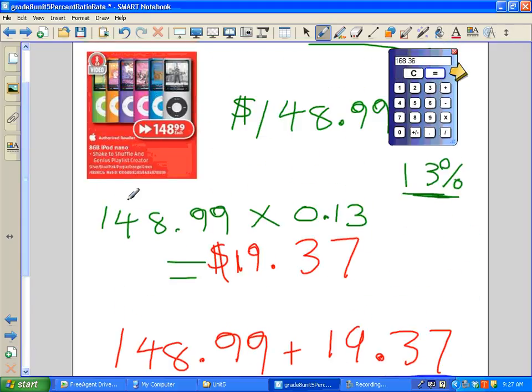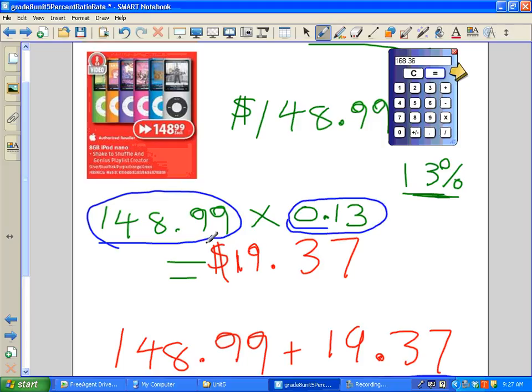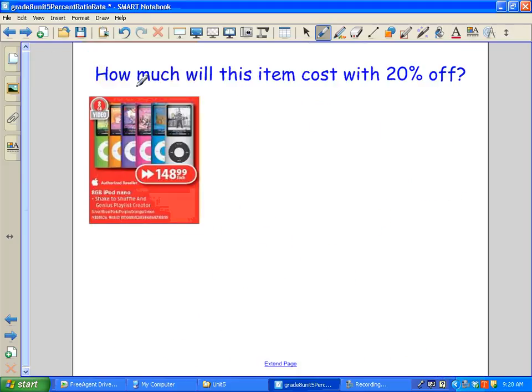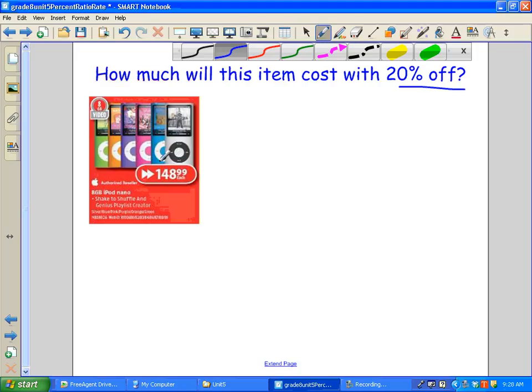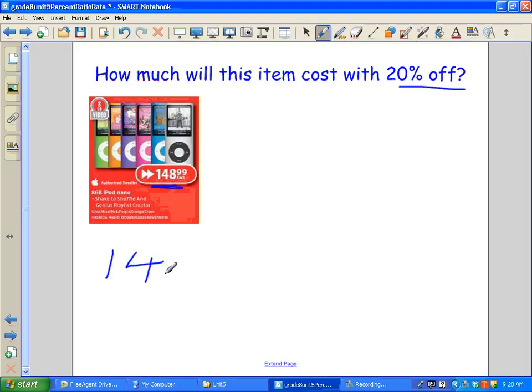So the easy way to do it is just multiply the cost of your item times your tax, which is 13%, and then you'll see how much extra you're going to pay. And just add it on to your cost. Now, what about 20% off? Now, 20% off doesn't mean 20% extra. Well, again, let's figure out what 20% is of our cost.